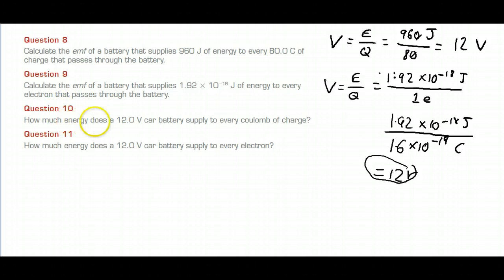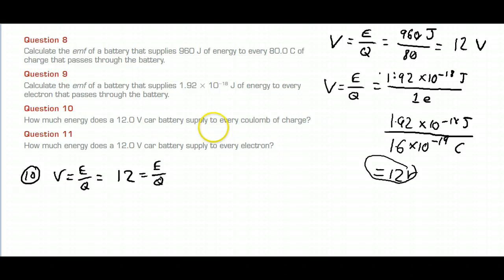Okay, question 10. How much energy does a 12 volt car battery supply to every coulomb of charge? So for question 10, again, V equals E over Q, and we've been told that V equals 12 this time, and we need to know E and Q. They've told us we're working out how much energy, so the energy is the thing we don't know. They must have told us the charge, and they have, because they're talking about supplying this 12 volts to every coulomb.